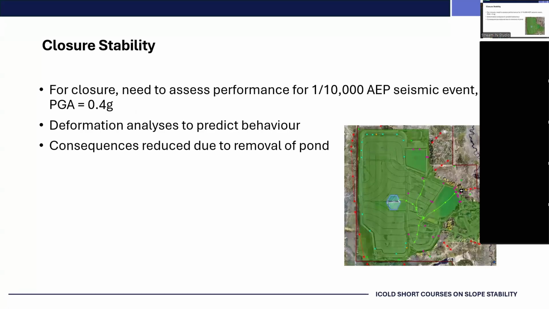So now we have to look out for closure. The 1 in 10,000 seismic event is now being adopted as a pretty standard seismic event for closure considerations, regardless of the classification. And in this area, a 1 in 10,000 year seismic event would result in a PGA of 0.4 g, which would trigger the liquefaction of the foundation sediments. We're now embarking on the nonlinear deformation analyses to predict that behavior. And we're going to be using those deformation analyses to try to inform what really should be done at the end of the day.